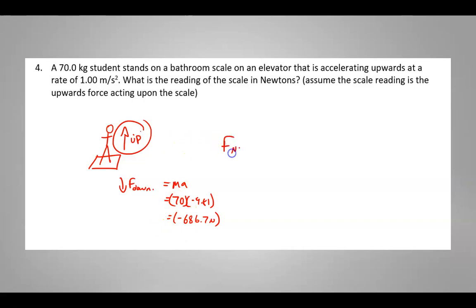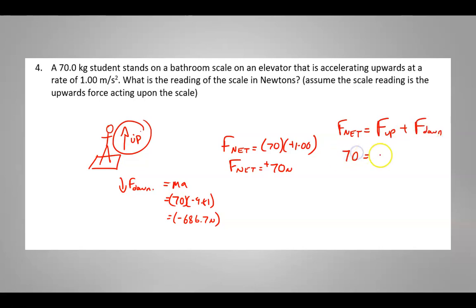Overall, the net force, we know that this is a 70 kilogram student accelerating up at 1.00 meters per second squared. So overall, that's a 70 newtons positive. Well, that comes from the up and the down combined together. So we could also say that this net force is equal to the force up plus the force down. So that plus 70 is equal to the force up, which is what we're looking for, plus negative 686.7 newtons.